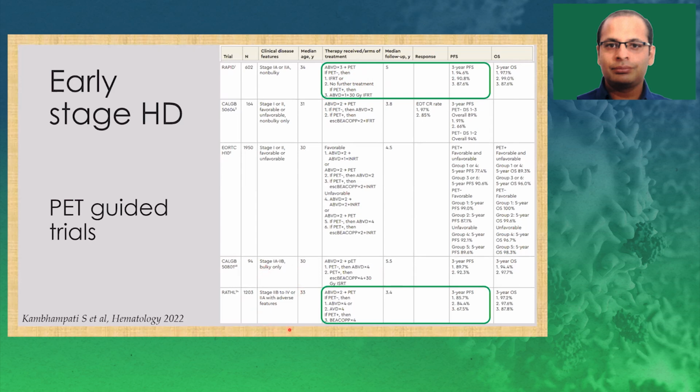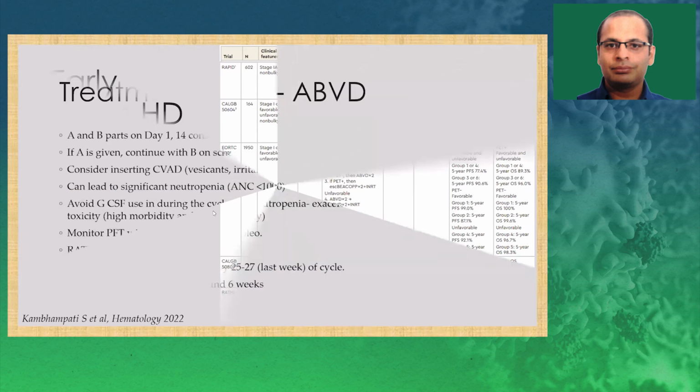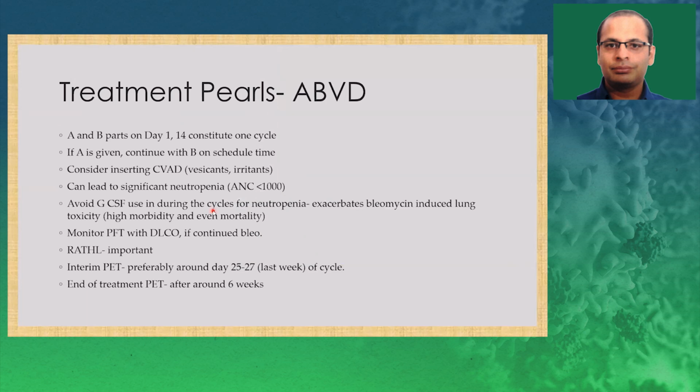This was for all the stages of disease, in which after PET scan, if the PET scan was negative after 2 cycles, the chemotherapy was compared between 2 arms, ABVD for 4 cycles or AVD for 4 cycles, that is omission of bleomycin. What we had is that 3-year PFS and overall survival were similar in these 2 arms. So you can safely omit bleomycin if PET scan is negative after 2 cycles. If PET is positive, then you can consider escalation to BEACOPP for 4 cycles, leading to acceptable PFS in these patients. So certain treatment pearls with ABVD.